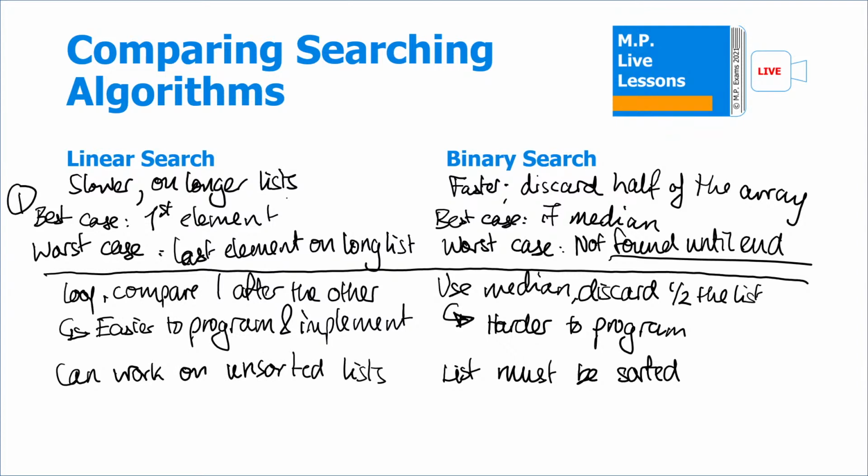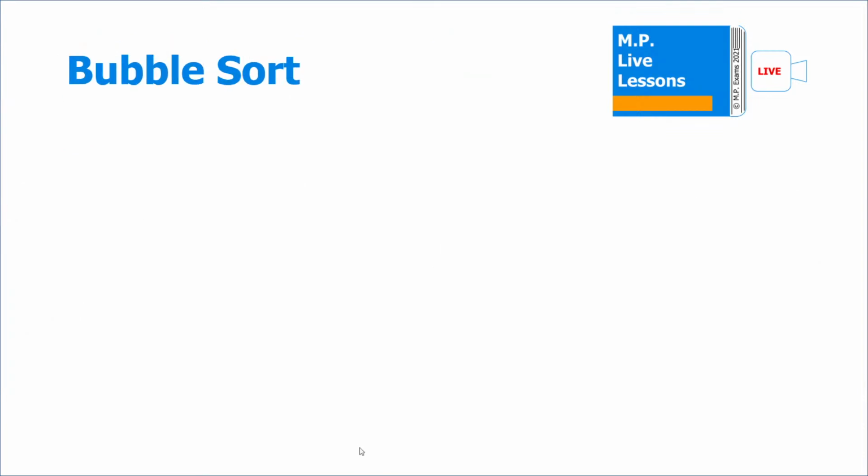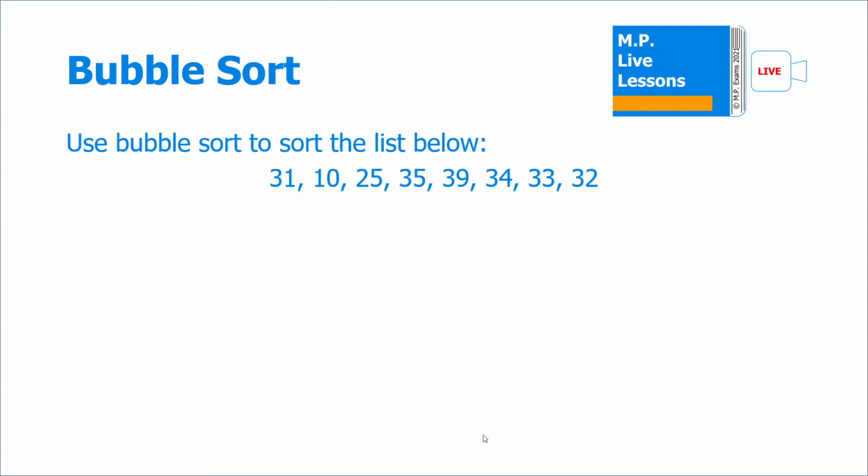So those are your three things you need to remember when comparing these two algorithms. Next, we'll look at sorting algorithms. Bubble sort is our first one, and we'll use bubble sort to sort this list below. So what we do first is we start at the beginning. This time we compare two numbers. Now, we know they're the wrong way around if the first number is greater than the second number. In this case, they need to be swapped around, so 10 goes before 31. Our program could easily do this by comparison. It'll just swap it around.